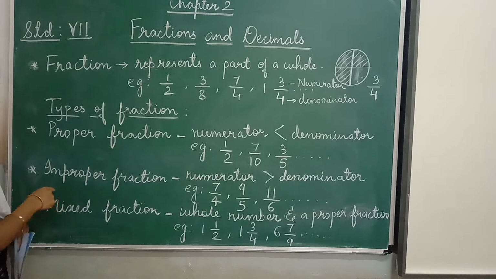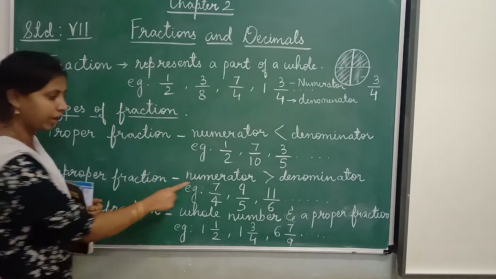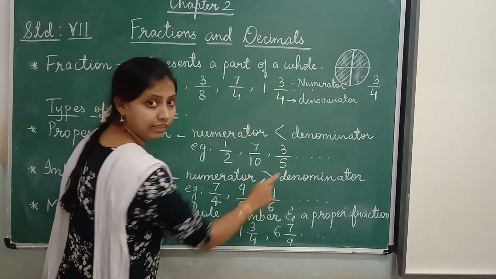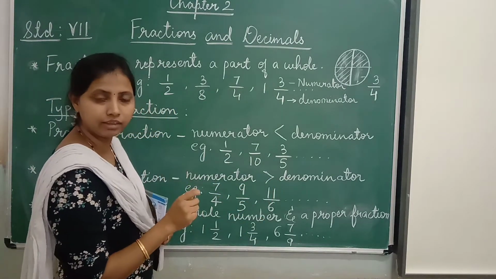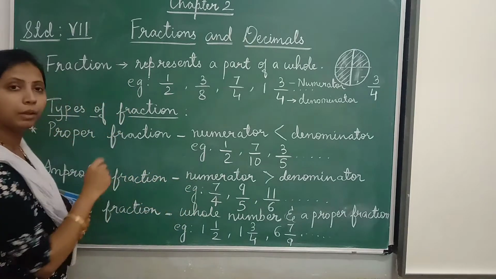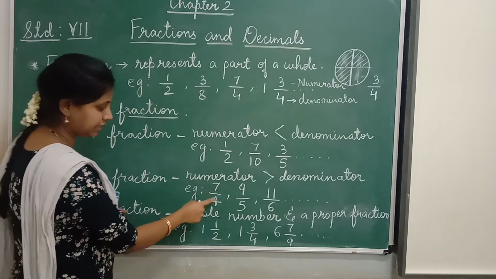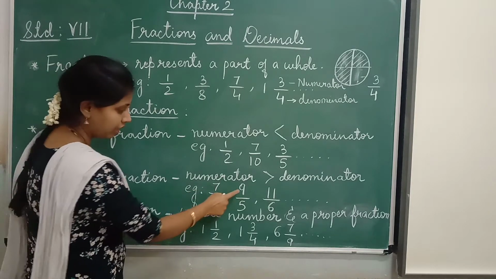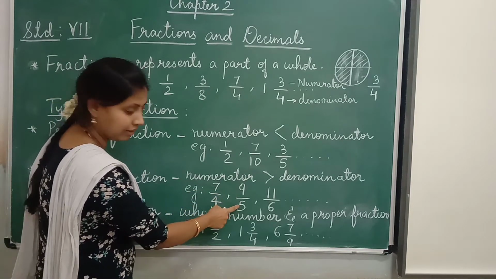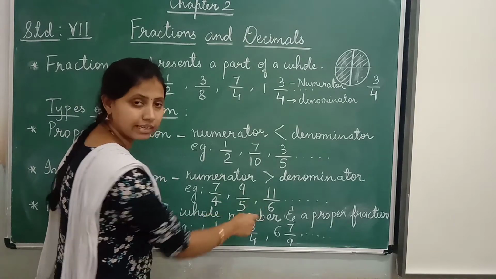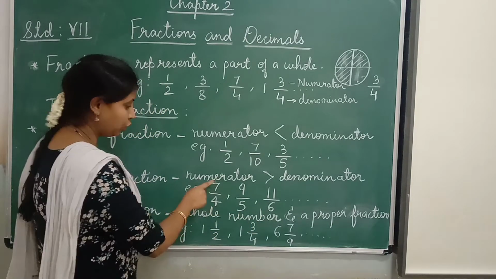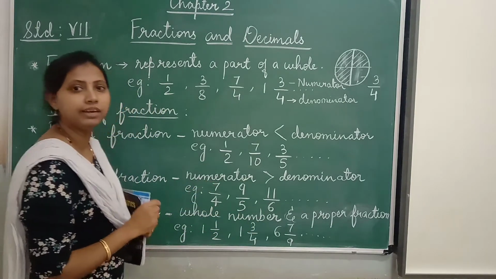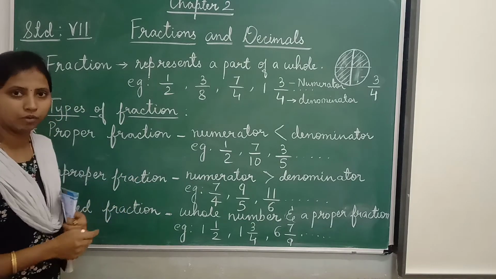Now next is improper fraction. So what do you mean by improper fraction? When the numerator is greater than the denominator, it is called an improper fraction. Now for example 7 by 4. You can see here 7 is greater than 4. 9 by 5, 9 is greater than 5. 11 by 6, 11 is greater than 6. So when the numerator is greater than the denominator, it is called an improper fraction.